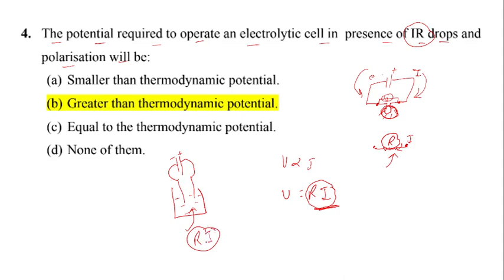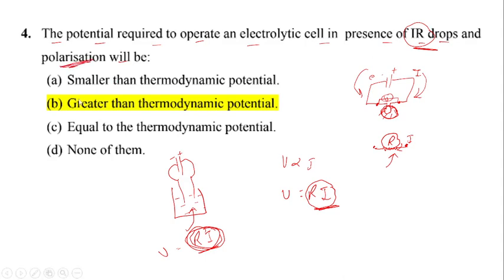If you multiply current with the resistance of this electrolyte, you will get V equal to IR, and this is nothing but your IR drop, or potential drop in simple language we can say. So the potential required to operate an electrolytic cell is affected by IR drop and polarization. The first effect is IR drop, which will reduce potential. Second is polarization.